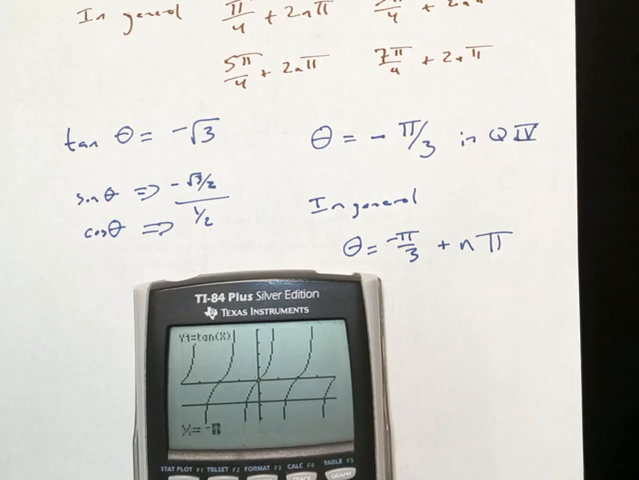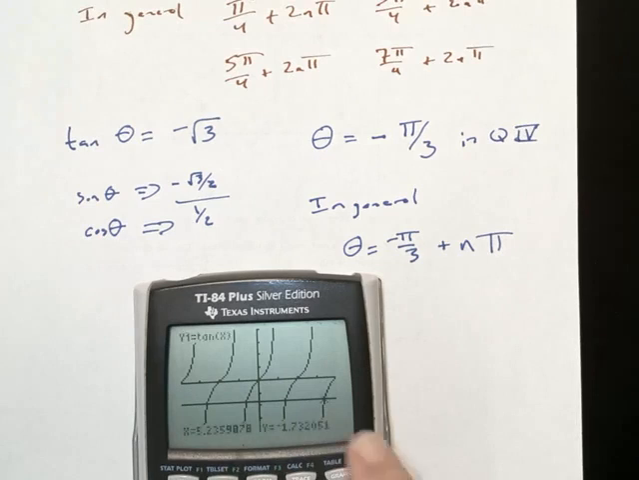Trace. Negative pi over 3 is that crossing point. 5 pi over 3 is that crossing point, in the second period over, where n was equal to 2. Whew. Questions?